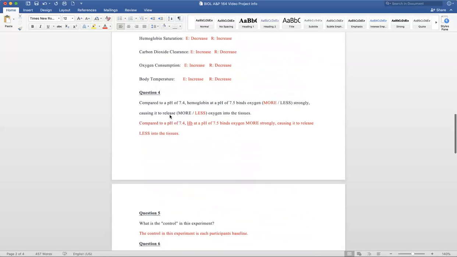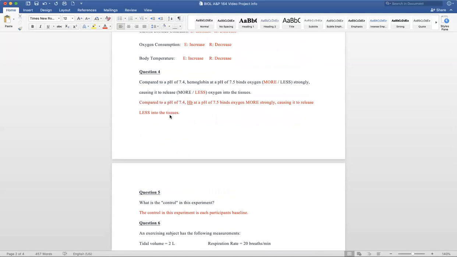All right. Question number 4. Compared to a pH of 7.4, does hemoglobin at a pH of 7.5 bind oxygen more or less strongly, causing it to release more or less oxygen in tissues? And the answer is it binds more oxygen and releases less oxygen into the tissues. Compared to a pH of 7.4, hemoglobin binds more. Okay, that's what I said.